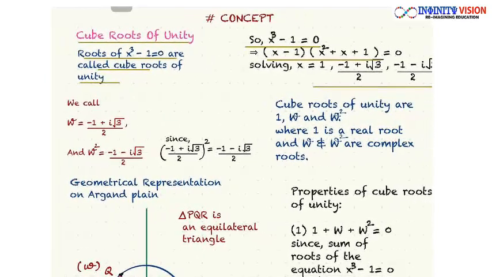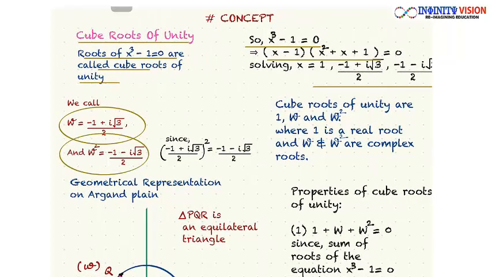We call minus 1 plus iota root 3 by 2 as omega and minus 1 minus iota root 3 by 2 as omega square, because we know that minus 1 plus iota root 3 by 2, squared, is nothing but minus 1 minus iota root 3 by 2. That is why this root is called omega and this root is called omega square. So we can say cube roots of unity are 1, omega and omega square, where 1 is a real root and omega and omega square are complex roots.